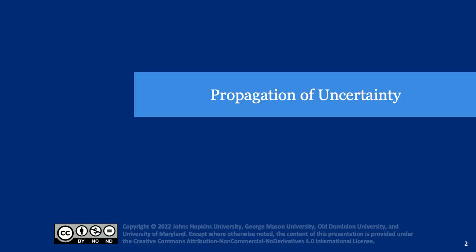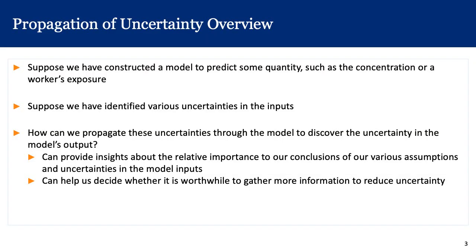In the next section, we are going to get into the conceptual description of propagation of uncertainty. Suppose we have constructed a model to predict some quantity, such as the concentration or a worker's exposure. And we have identified that the various parameters of this model, so for example, the generation rate and the ventilation rate in the well-mixed room model, they have uncertainties in their values. How can we propagate these uncertainties through the model to discover the uncertainty in the model output?